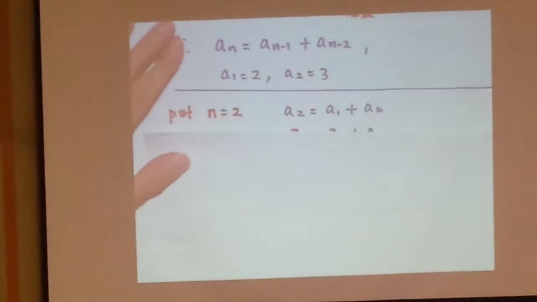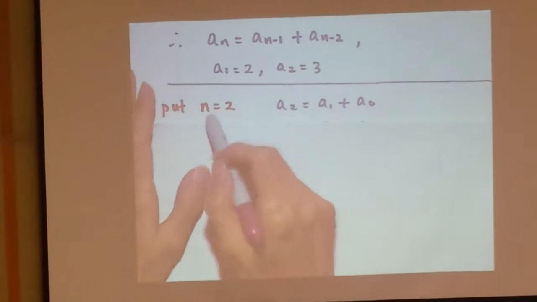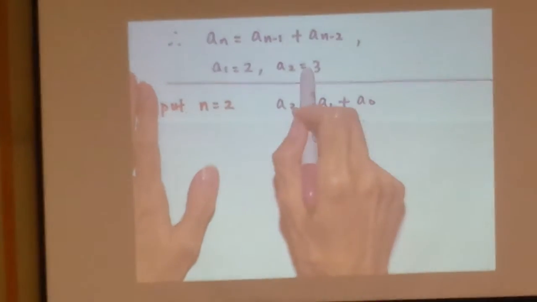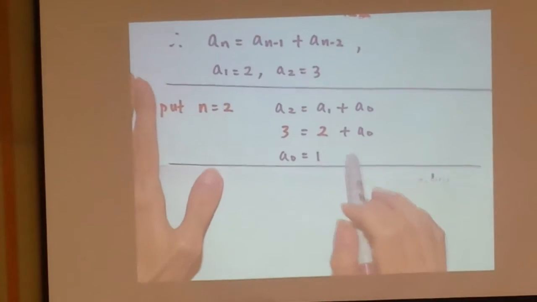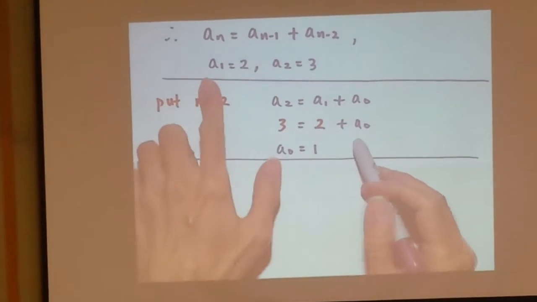So what you should do is you move backwards. When we know A1, A2, right? You move backwards to find A0. So A0 is 1, A1 is 2.